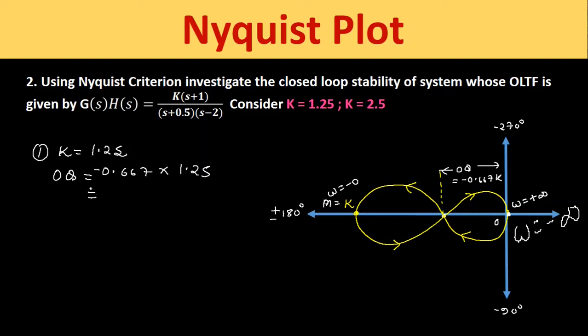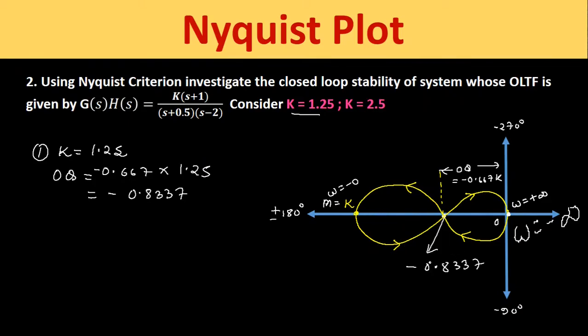So when we multiply this, we will get minus of 0.8337. So at k is equal to 1.25, OQ is minus of 0.8337. Now we need to find out the stability with respect to this value of k is equal to 1.25. For this we have to place the critical point on this negative real axis.